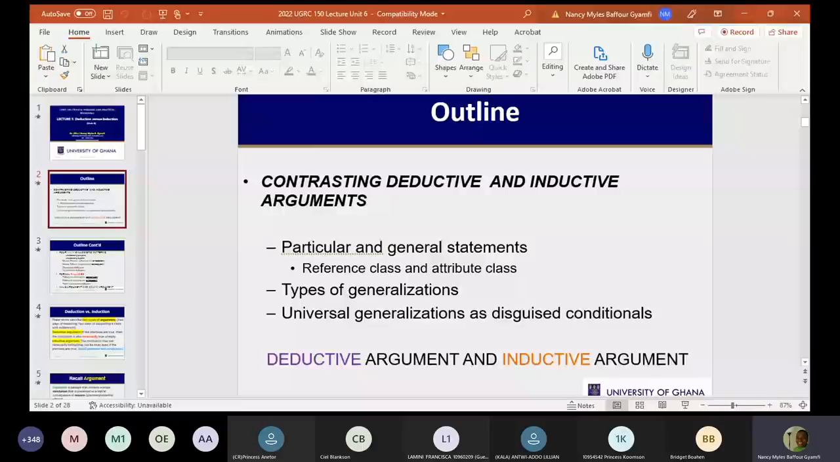Strategic learning. Then we see the last point, the universal generalizations as disguised conditionals. That one you know well. So if I say all men are mortal, you know I'm saying if X is a man, then X is mortal. The distinction between deduction and induction, I think you are spot on that one also. The little reading of that, you should do fine.